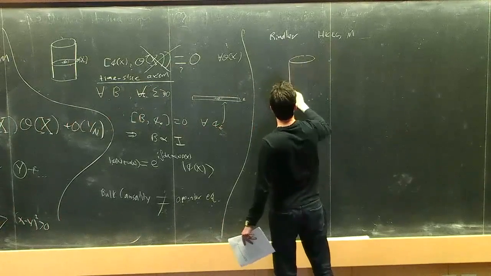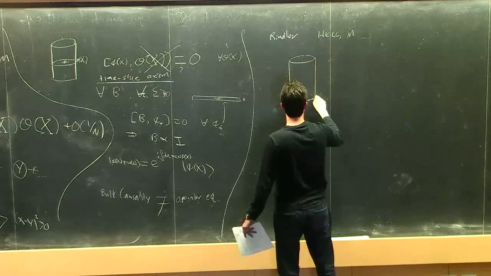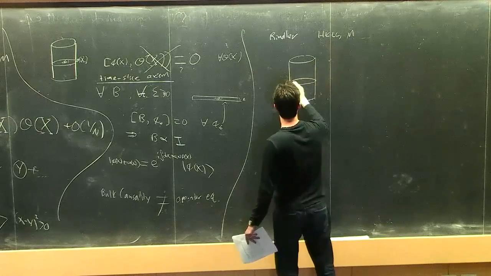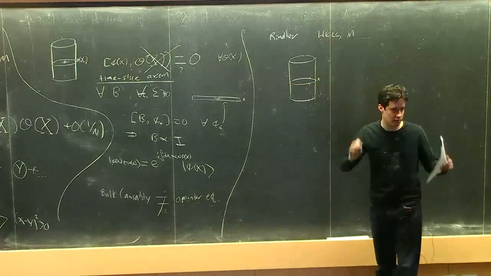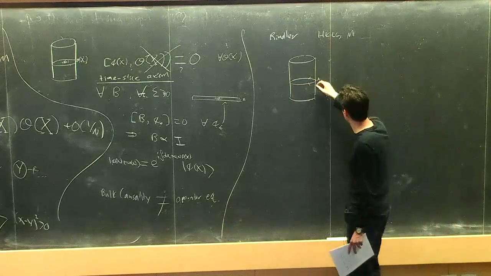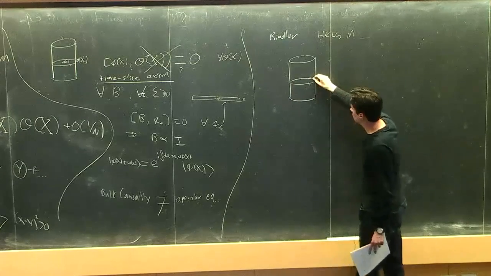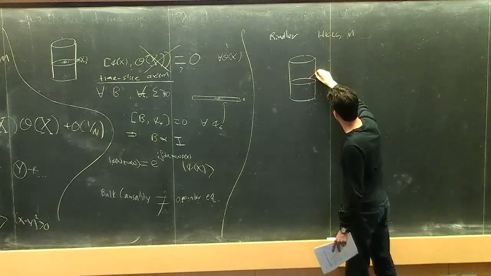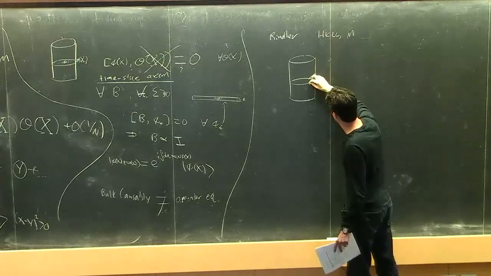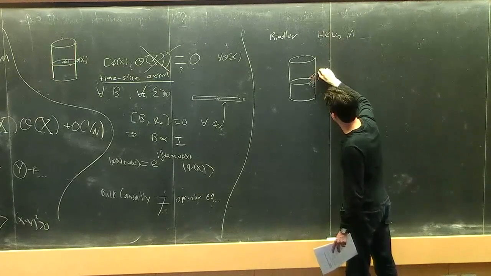So the way this works is you pick your subregion. Here I'll draw an AdS3, just because I'm technically challenged. So here's some boundary region. The idea is you look at its boundary domain of dependence, which will be some diamond here, D of A.